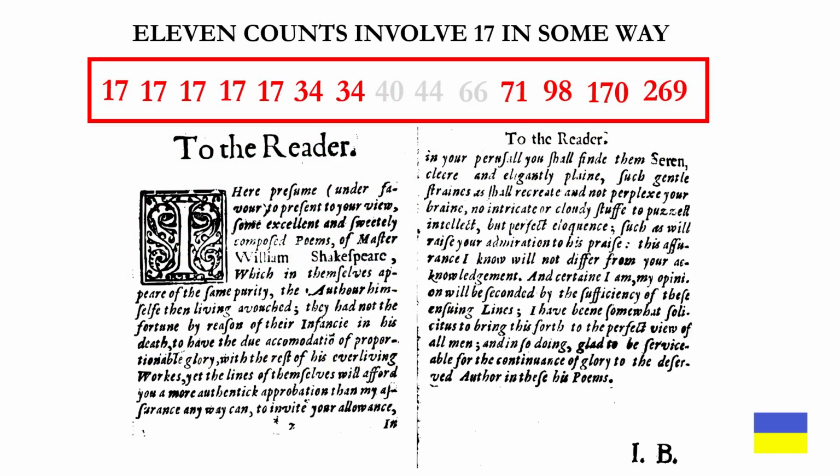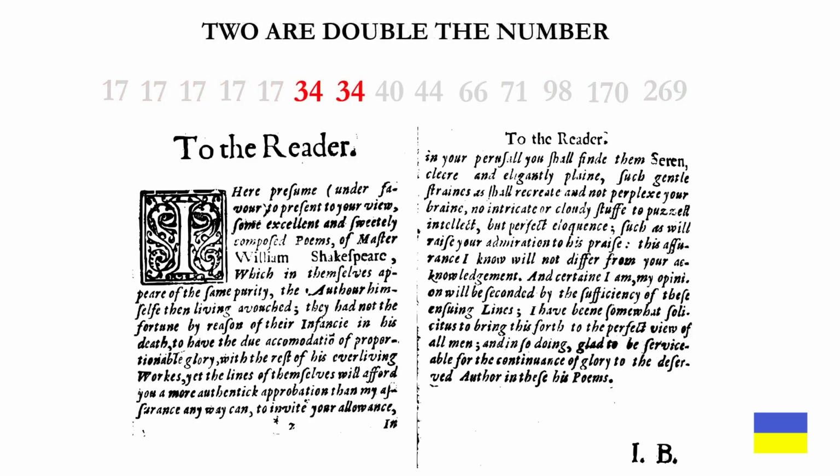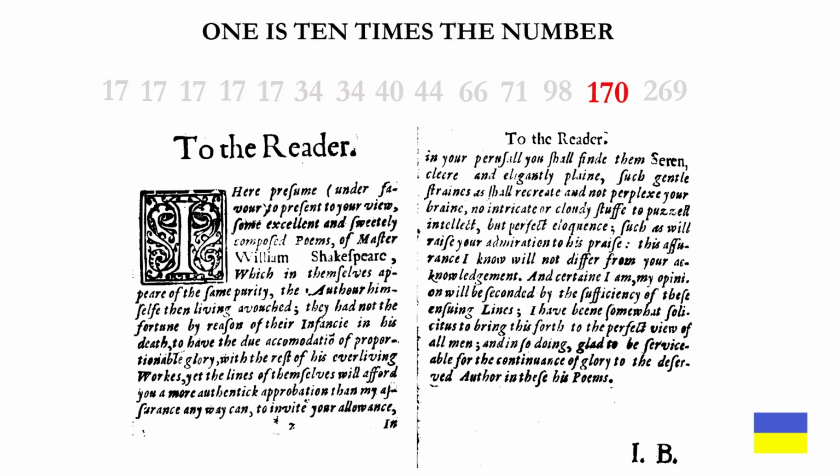11 counts involve 17 in some way. 5 are the actual number. 2 are double the number. 1 is 10 times the number.